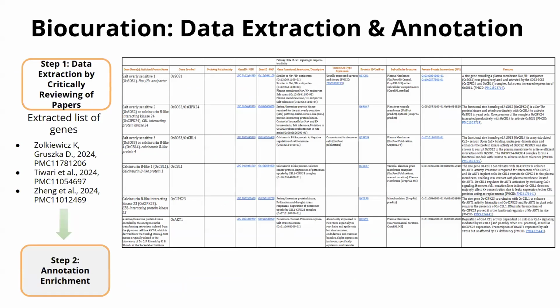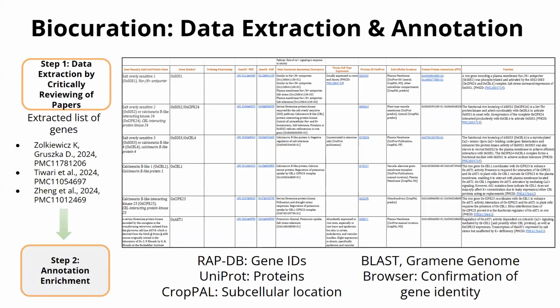For instance, GraphDB was used to identify the gene IDs, UniProt for the protein products, and CropPal for the subcellular location of these proteins. Other tools like BLAST and the Gramene Genome Browser were used to confirm the identity of genes if unclear or overlapping gene names were used in the literature, to ensure accurate curation and help homogenize the gene nomenclature to streamline eventual integration.